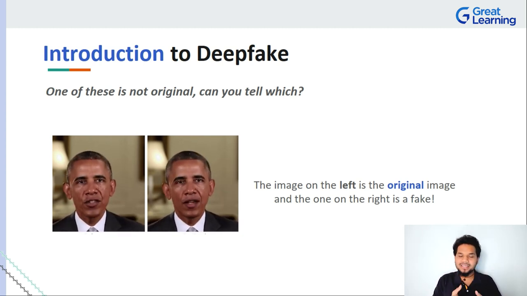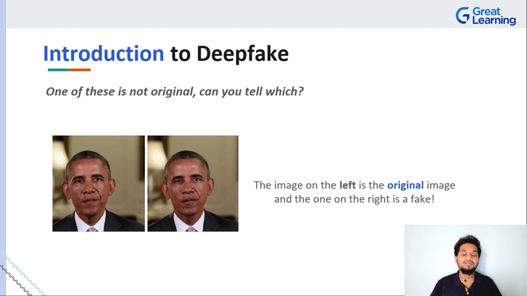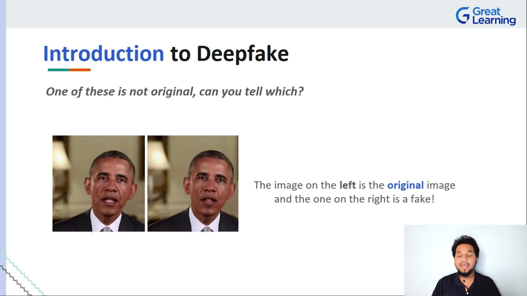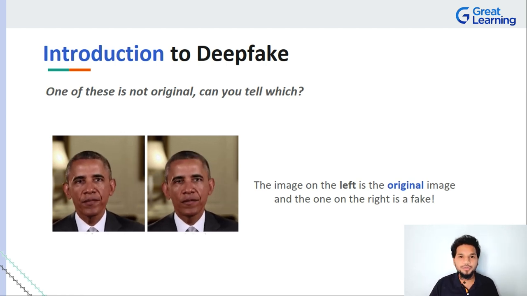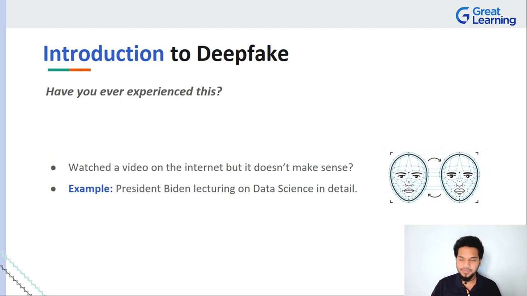Because with this technology, if you just have the image of one person, you can create any video of that person saying anything, doing anything he or she wants, right? Now that is a concern in this particular domain. So you might have already experienced this. You might have watched a video on the internet where it literally doesn't make sense.